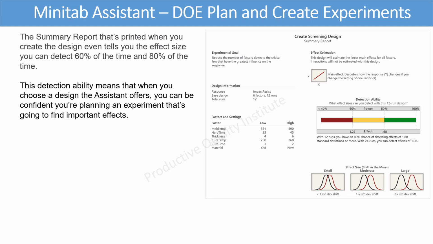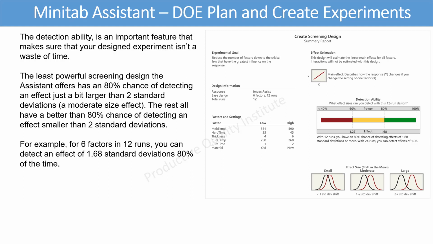The summary report that's printed when you create the design even tells you the effect size you can detect 60% of the time and 80% of the time. This detection ability means that when you choose a design the assistant offers, you can be confident you're planning an experiment that's going to find important effects. The detection ability is an important feature that makes sure that your designed experiment is not a waste of time. The least powerful screening design the assistant offers has an 80% chance of detecting an effect just a bit larger than 2 standard deviations, a moderate size effect.